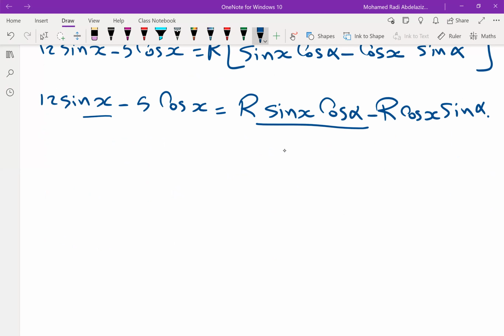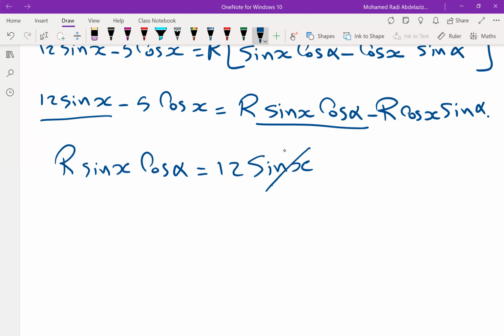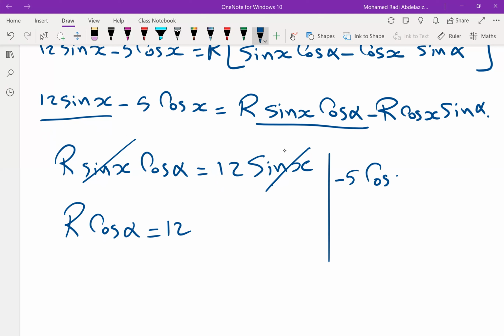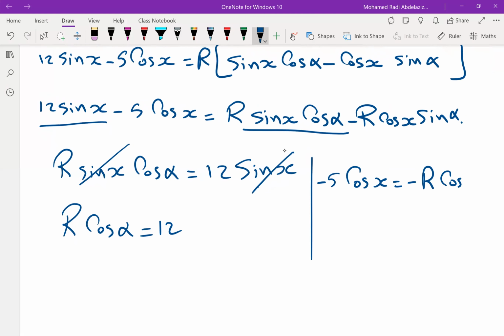On the left and right, r sine x cosine alpha is equal to 12 sine x. So r cosine alpha is equal to 12. In the same way, minus 5 cosine x is equal to minus r cosine x sine alpha. Removing cosine x and the negative, r sine alpha is equal to 5.